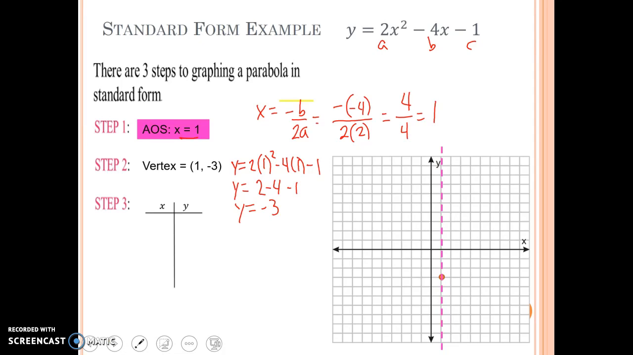Okay, step 3 is to find another point. Now remember, one thing that you can do is use the y-intercept. The y-intercept is at -1, so we're going to use that as our second point. And then we're going to use the reflection of the y-intercept for our third point. Once I get that, then I can use my pencil to go ahead and sketch the parabola.